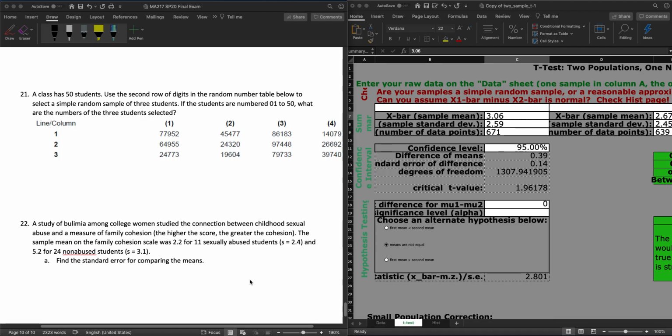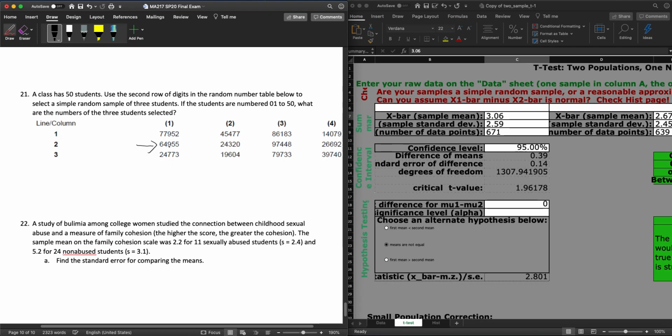21. A class has 50 students. Use the second row of digits in the random number table below to select a simple random sample of 3 students. If the students are numbered 1 through 50, what are the numbers of the 3 students selected? So we're using this row to choose these 3 students.